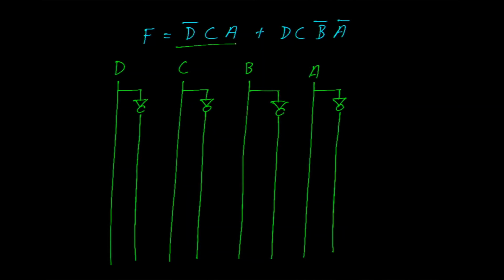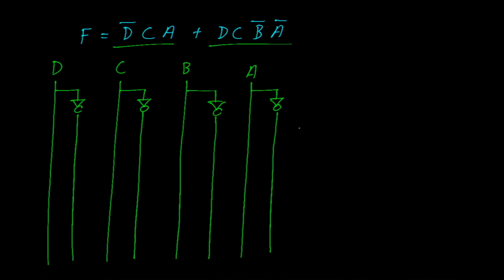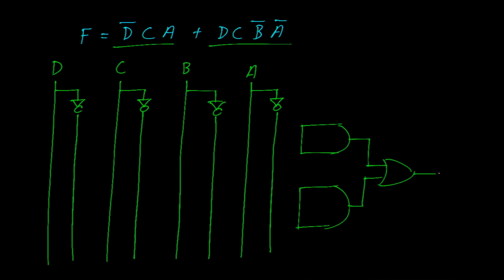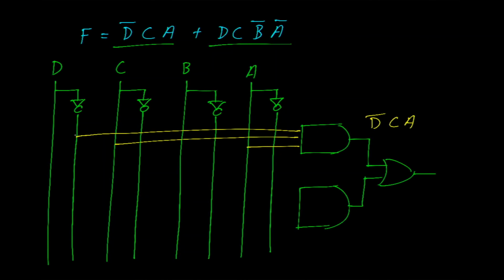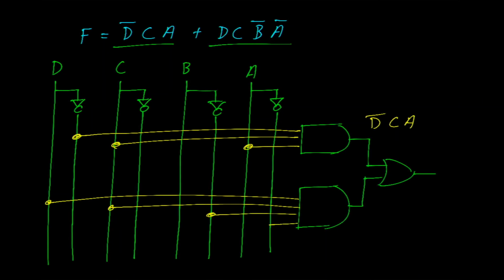We will need a single 3-input AND gate and a single 4-input AND gate. We'll use this as the 3-input AND gate and this as the 4-input AND gate. And of course, they are connected to an OR gate. Our terms are D naught, C, A for the upper gate. For the lower AND gate, it's D, C, B naught, and A naught.